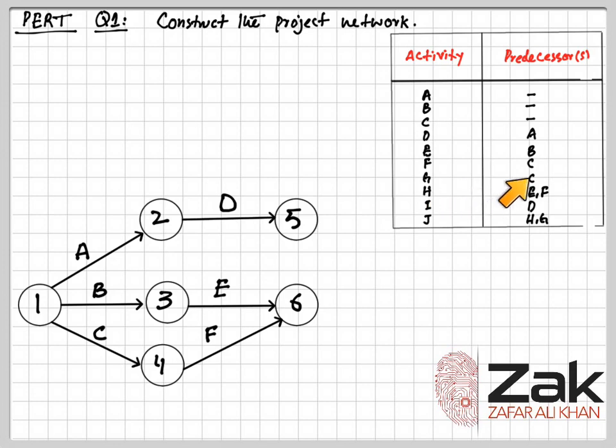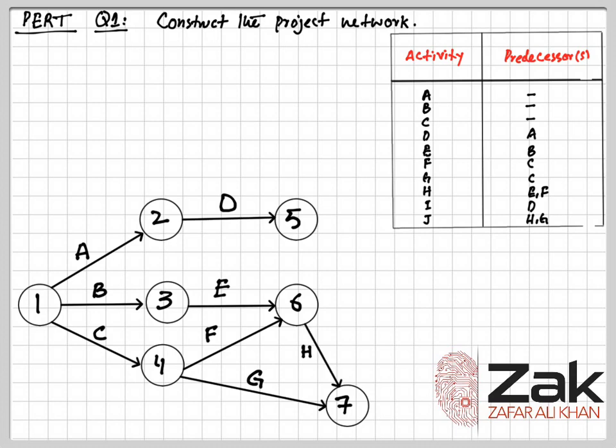Afterwards we have G. G starts when the activity C ends, so it will be starting from the C and will be ending at node 7. So now we have got 7 nodes and we have finished until G. Now H starts when both E and F are finished. So we can see that E and F are finished at node 6. So from this node 6 we will have our H started.